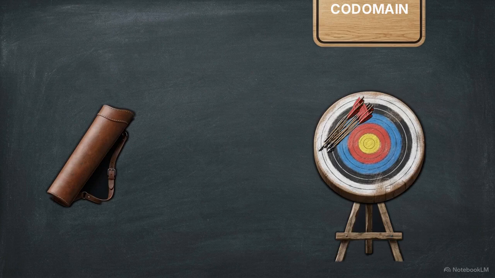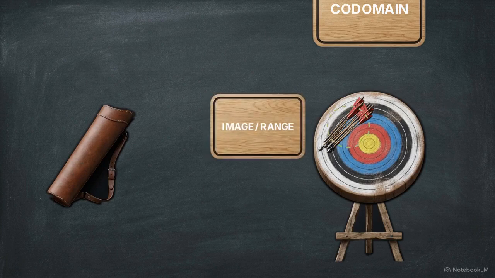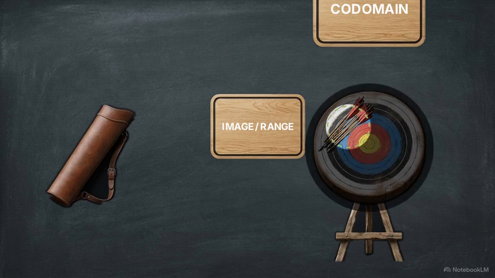The image is the set of outputs the function actually produces. Look at the board now. The image is just that tight cluster of arrow holes, sitting there surrounded by untouched wood. The image is what we usually called the range in early math classes. By calling it the image, we can clearly see how the actual hits differ from the wider codomain.